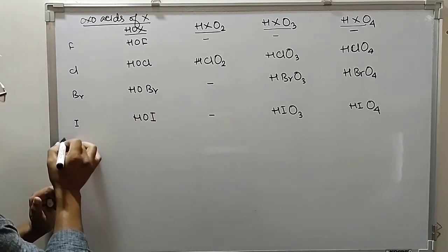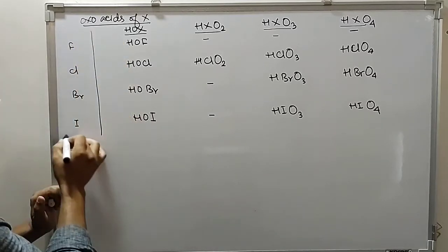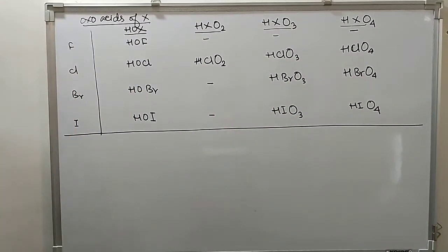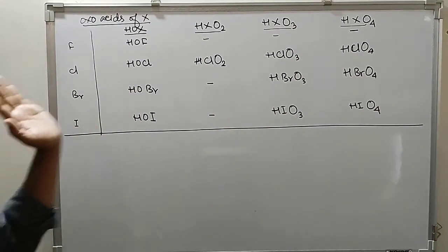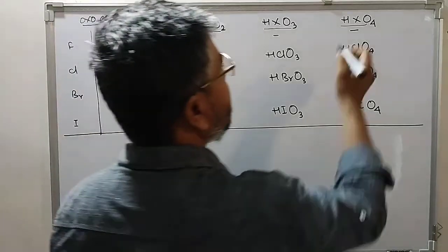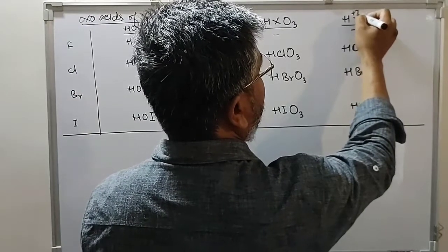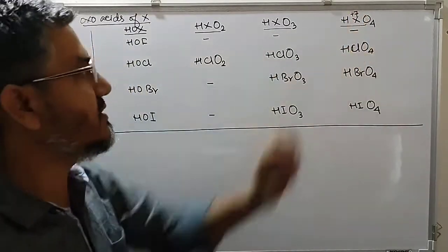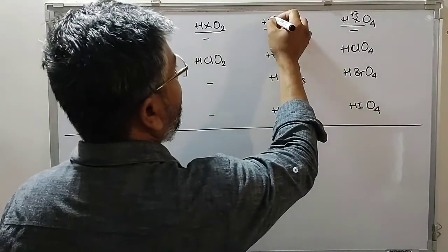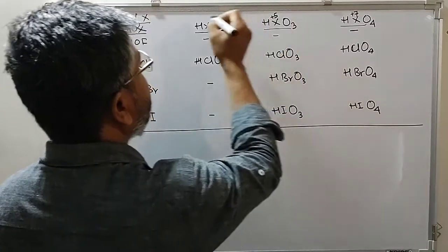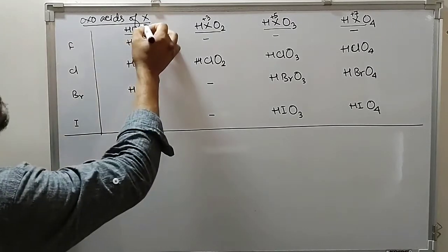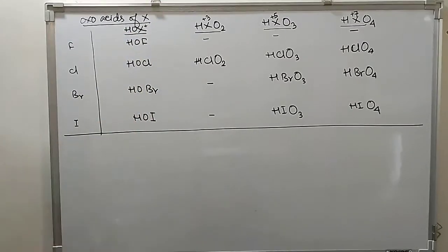Let me give you the names of these acids also. So if you look at the oxidation states of this halogen in all these acids: in this, halogen is in +7 oxidation state. This halogen is in +5 oxidation state. This is in +3 oxidation state. This is in +1 oxidation state.